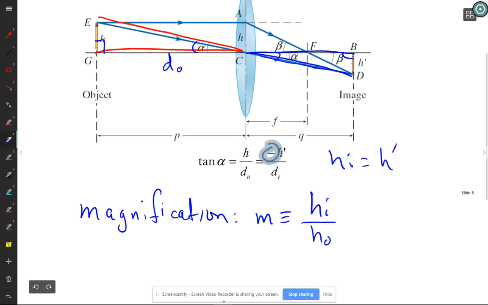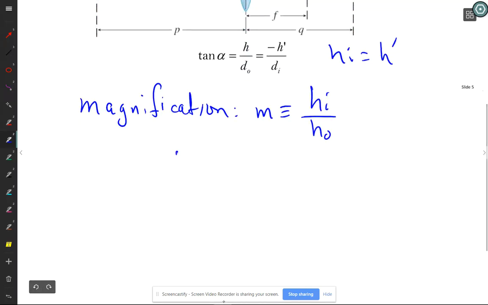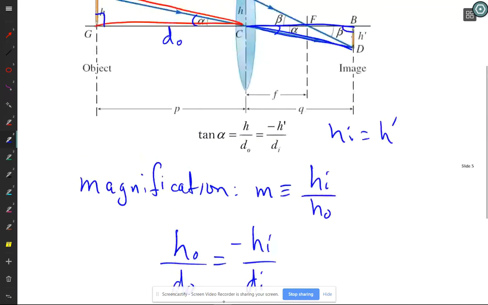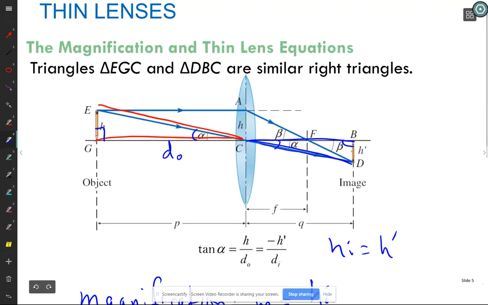But if we look at this relationship, I'm going to rewrite that: height object over distance object equals minus height image over distance image. I prefer using I's and O's and D's. You see, this came from a different textbook that used P and Q and H prime. P for object distance, Q for image distance. You should be aware that you will see different nomenclatures. As long as you're understanding what you're doing, the symbols aren't a problem. But if you're unclear, it can be a big problem.